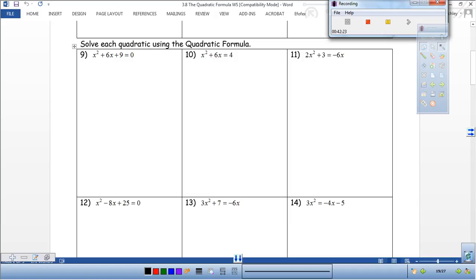Isn't it the same as the... Same thing we just did. Okay, good. Okay, so solve using the quadratic formula on number 9 right now.